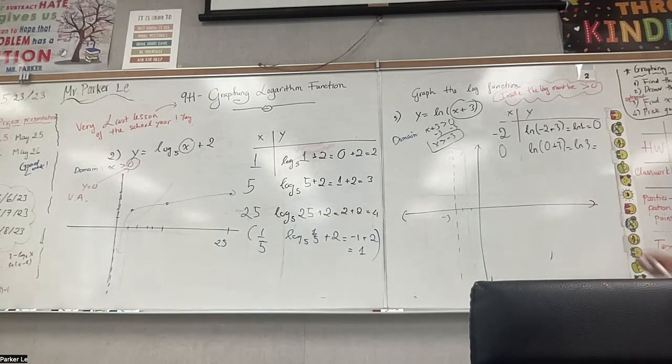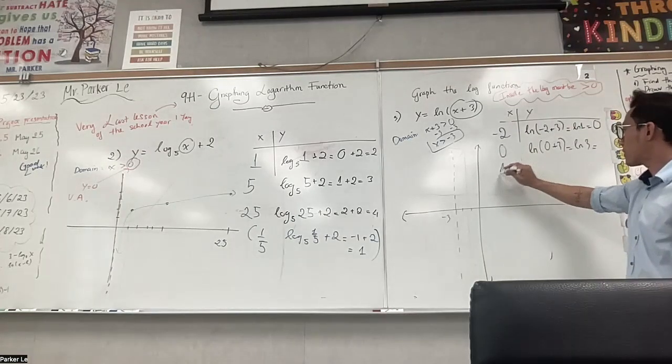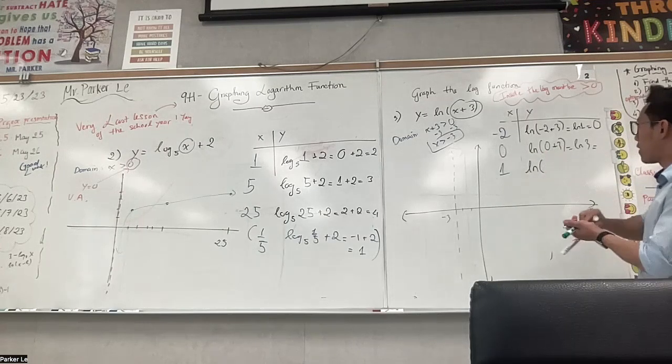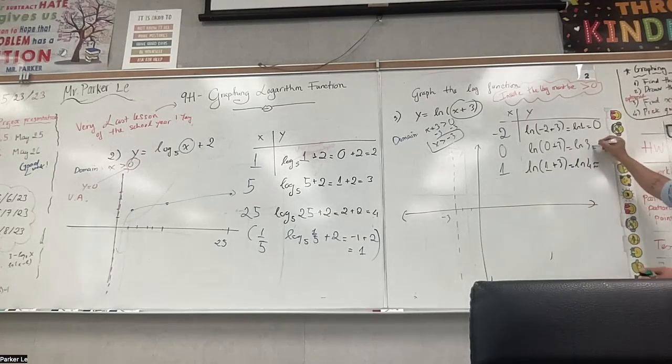Can you use a calculator to find what ln of 3 is? And maybe you can choose 1 if you want. So the natural log of 1 plus 3 is ln of 4. Tell me what natural log 3 and natural log 4 are. ln 3 is about 1.09, and ln 4 is about 1.386, so 1.39.